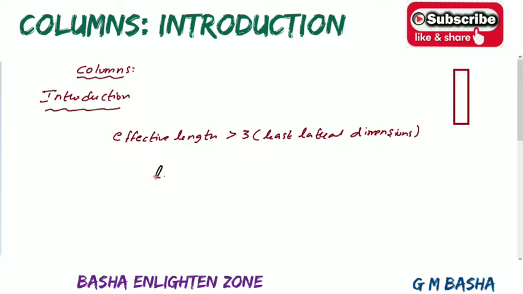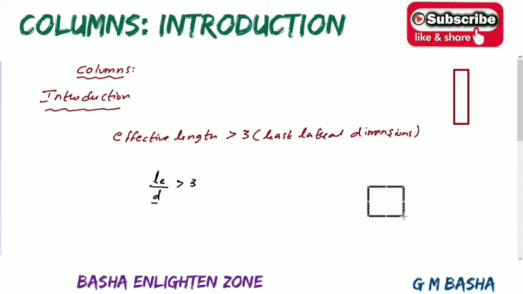Effective length is denoted with LE by D. That one will be equal to or greater than 3. That is LE, effective length, is denoted with LE by D. D is the least lateral dimension. So what is the meaning here of least lateral dimension?